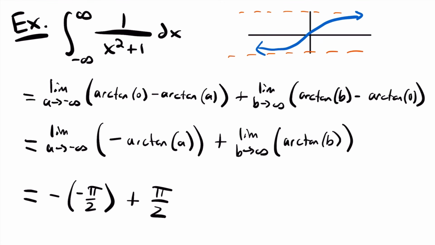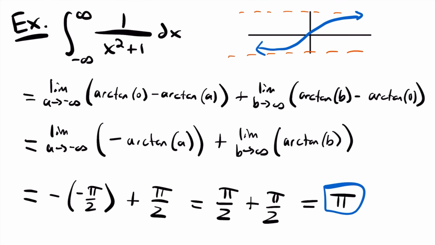But if we simplify our answer here, negative negative pi divided by 2 is positive pi divided by 2, so this is equal to pi divided by 2 plus pi divided by 2, which is equal to pi. And so pi is the solution to this improper integral, and since that is a set value, we will say that this improper integral converges. Okay? It converges to a set number.